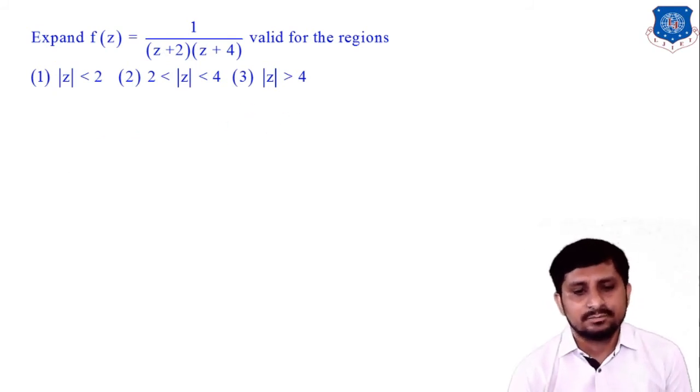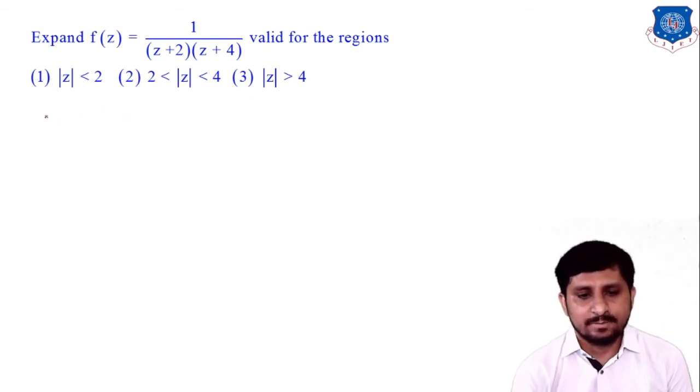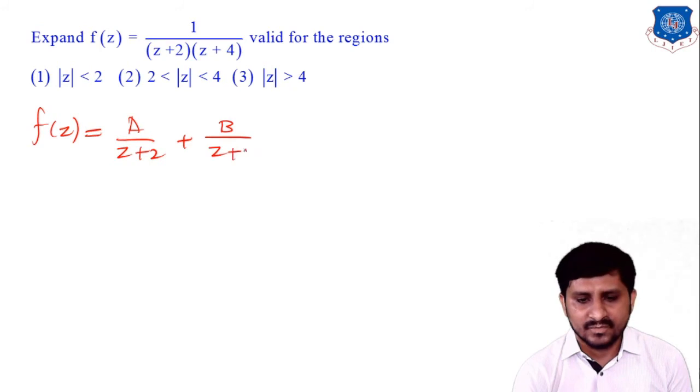Now first of all you have to express f of z in partial fraction form: a upon z plus 2 plus b upon z plus 4. So what is the value of a?